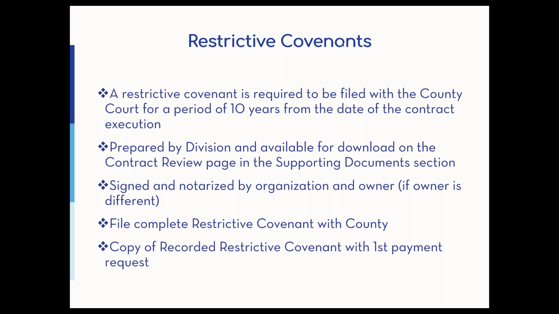So I briefly addressed that there was a restrictive covenant that you would have to download and have signed and notarized and recorded. I want to go over what that is very quickly. It is to be filed with the county court for a period of 10 years from the date of the contract execution. And basically it ensures that the facility will continue to be used for its intended purpose for a period of at least 10 years.